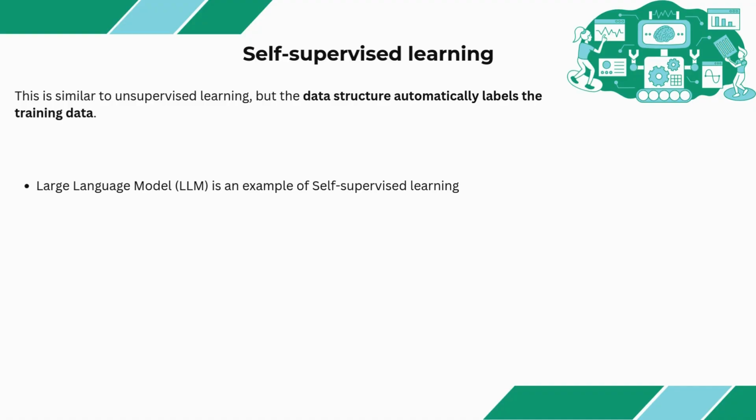The LLM will learn on its own, and it will identify that this is Python code, this is Java code. Once it is trained, and once you ask it to write a program in Python or Java, based on this self-supervised learning, it will generate code for Python or Java based on your input. So that's about self-supervised learning.